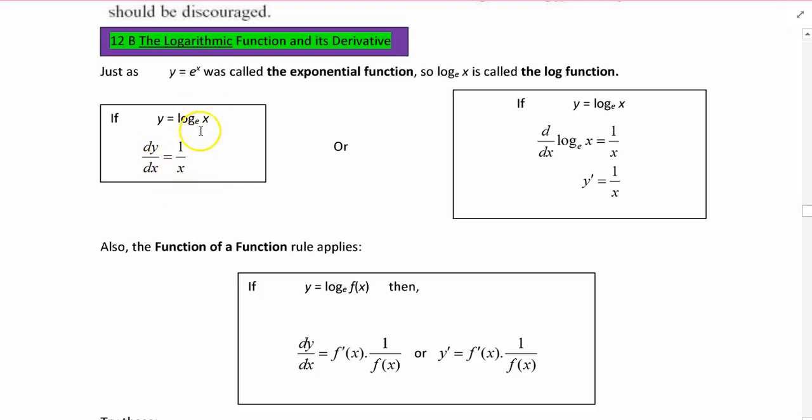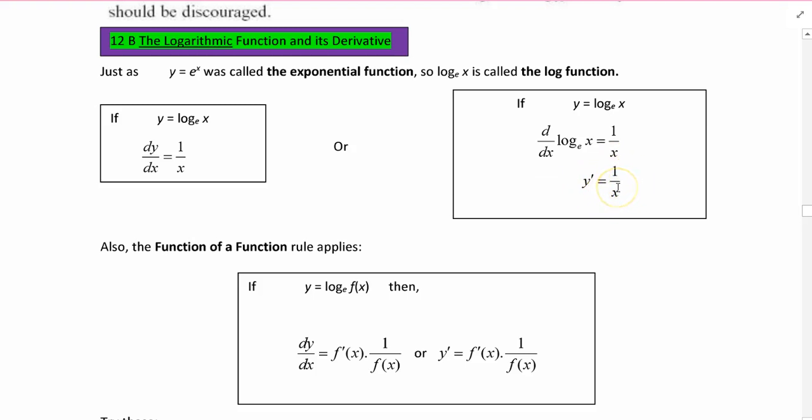So our definition for the derivative of log to base E is that it is 1 on x, 1 on whatever is going on here. So we've got log of something to base E. Its derivative is 1 over whatever that something is. So over here, again, we're just saying if y is equal to the log to base E of x, then the derivative, d dx, of this is 1 over x, or just a different notation, y dash is 1 on x.